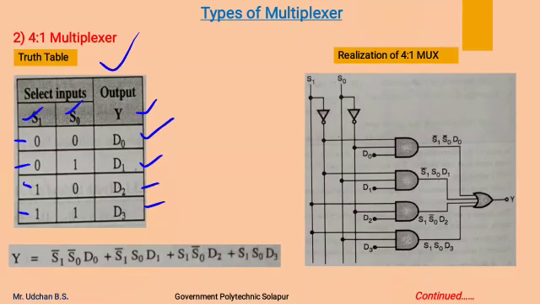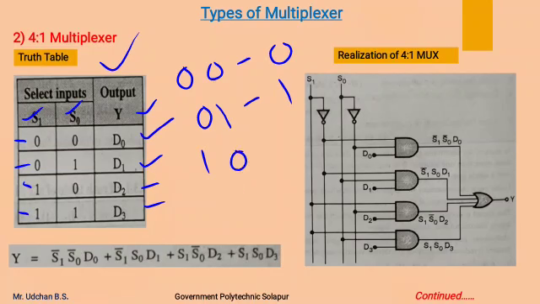So if you observe the status of select lines, 0 0 gives binary equivalent 0, therefore it selects the D0 line. 0 1 has the equivalent number of 1, therefore it selects the D1 line. 1 0 has the equivalent value of 2, therefore it selects the D2 line. And finally 1 1 has the equivalent decimal of 3, therefore it selects the D3 line.